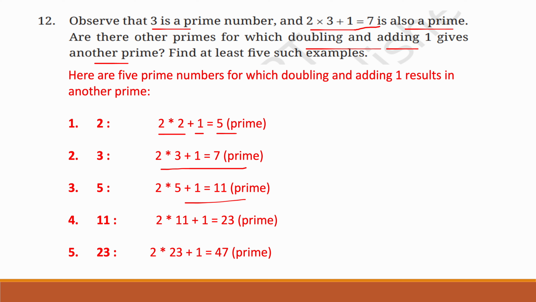Then 11. 2 into 11 plus 1 is equal to 23. It is also a prime number. Then 23. 2 into 23 plus 1 is equal to 47. It is also a prime number.